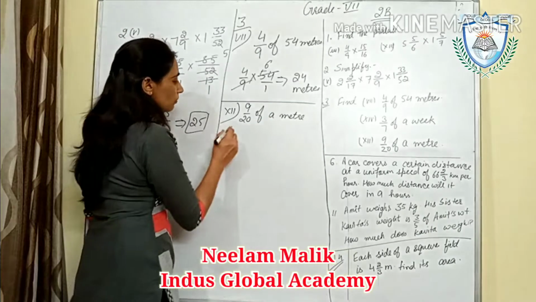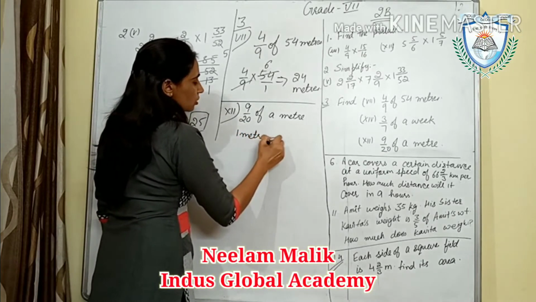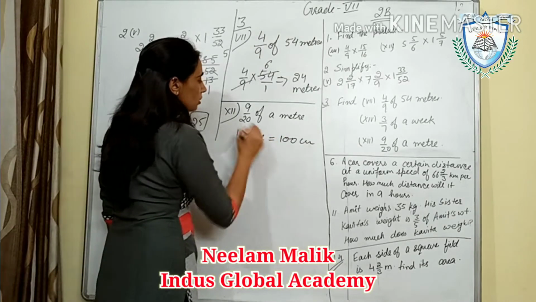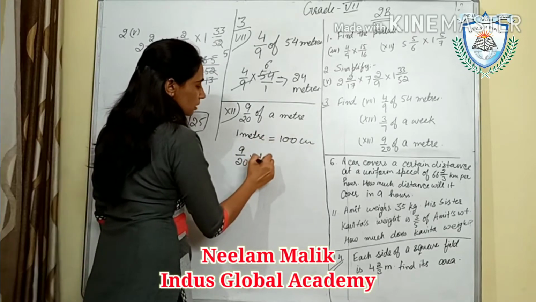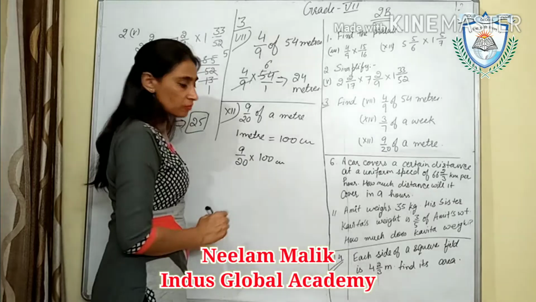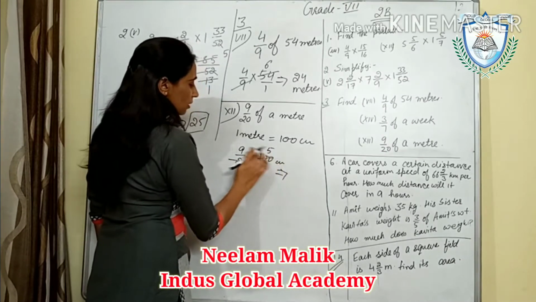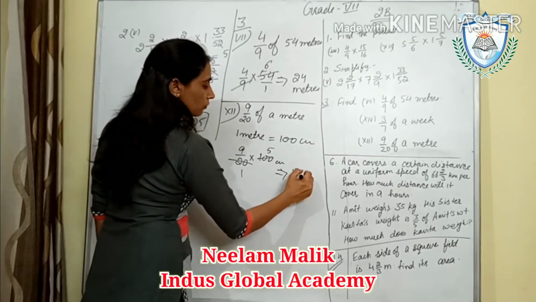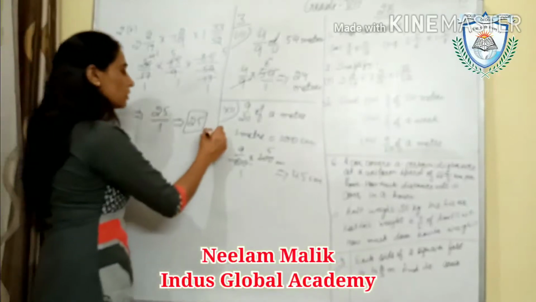So what will we do here? We will write 1 meter is equal to 100 centimeters. So 9 upon 20 into 1 meter means 100 centimeters. So 20 5s are 100, what do we get here? 9 5s are 45 centimeters. So this is our answer.